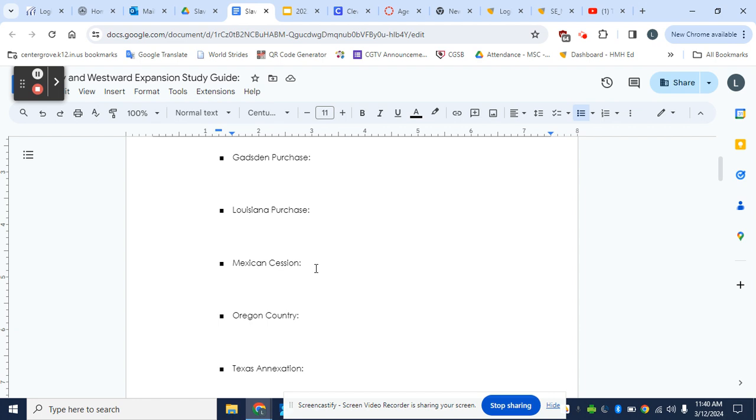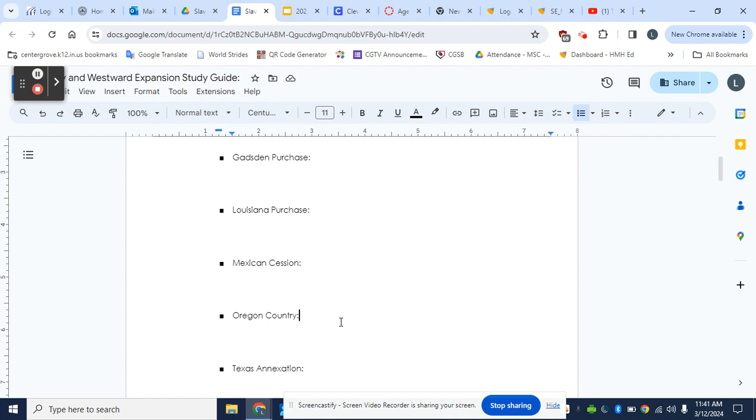The next one is the Mexican Cession. This was added to the United States through the Treaty of Guadalupe Hidalgo after winning the Mexican-American War. And the Mexican Cession contains pieces of at least 9 different states in the United States. So places like California, Nevada, New Mexico, Arizona, Colorado, Utah, and Wyoming.